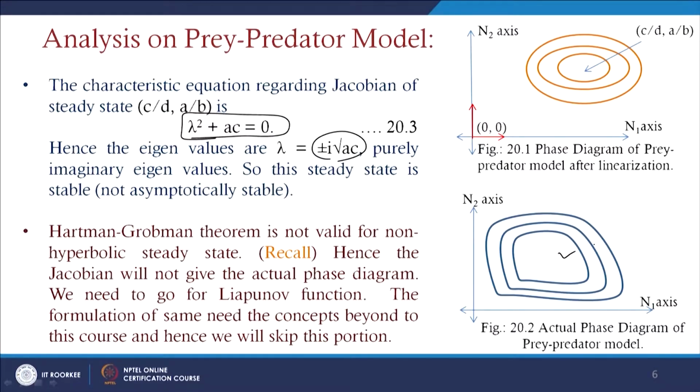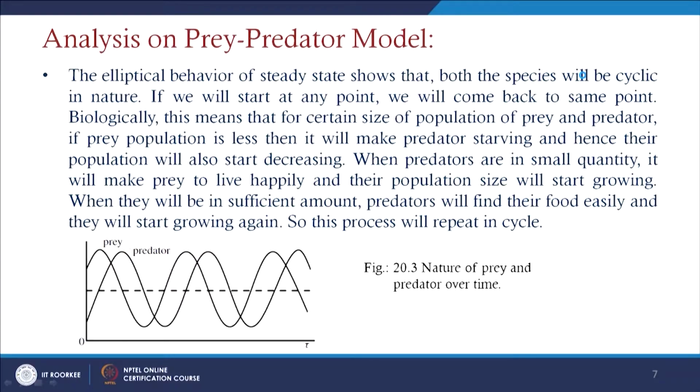And for this c by d and a by b point, we can find that this represents the stable point for this prey predator model here. If we go for a further analysis of this prey predator model, the elliptical behavior I have already discussed in the previous slide: that steady state shows that both the species will be cyclic in nature, since if we start at any point, we will come back to the same point.